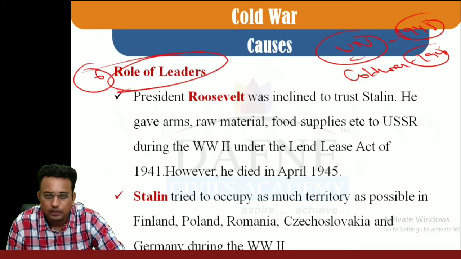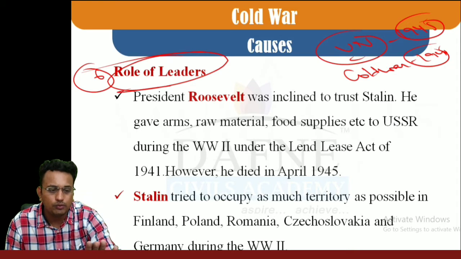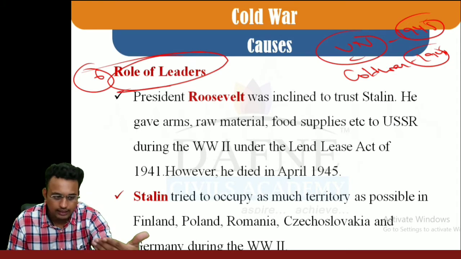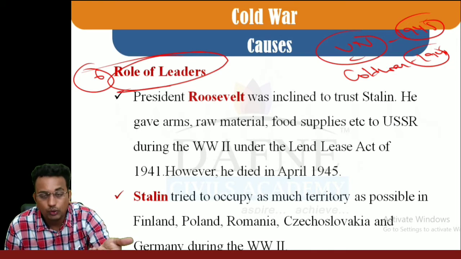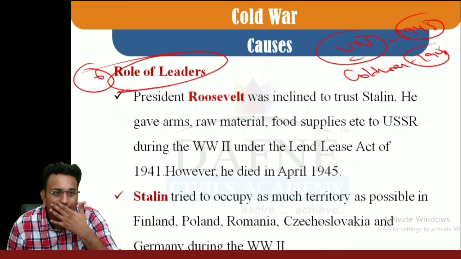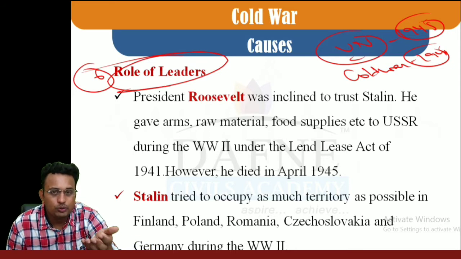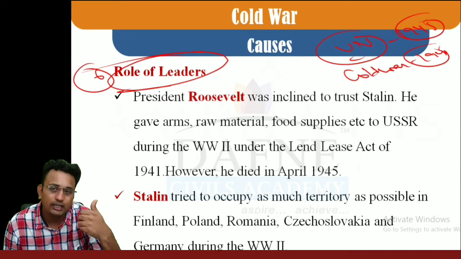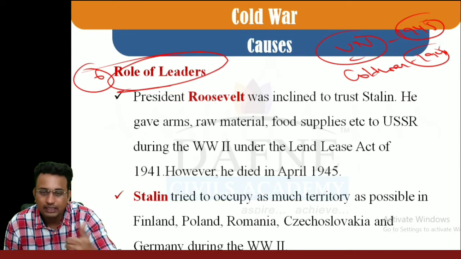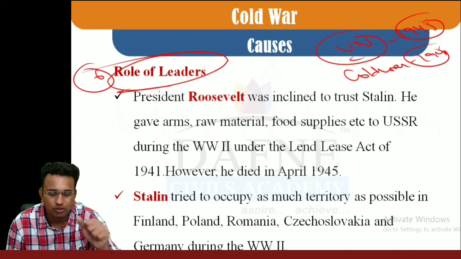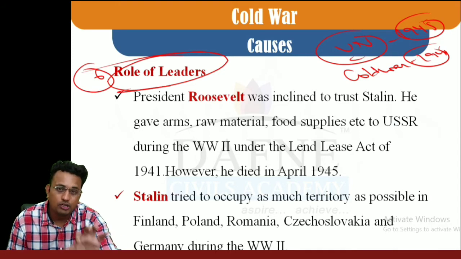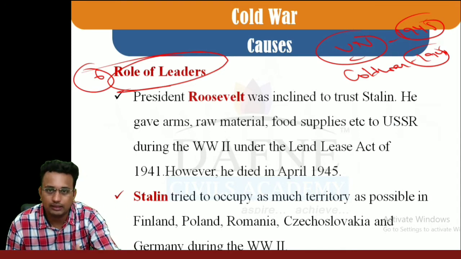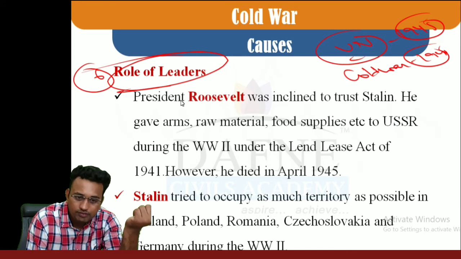Very important. When Roosevelt was the president, and until you get to Truman and Eisenhower, the US was, under Roosevelt, trusting Stalin to an extent. He was more inclined to trust Stalin. But Britain was not on the same side. Britain was very cautious about how the USSR would react.